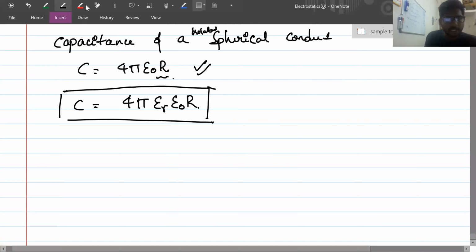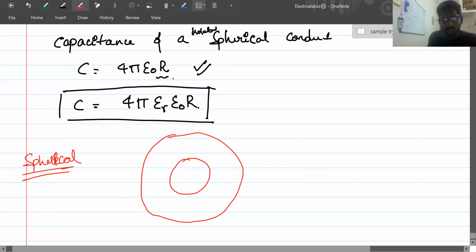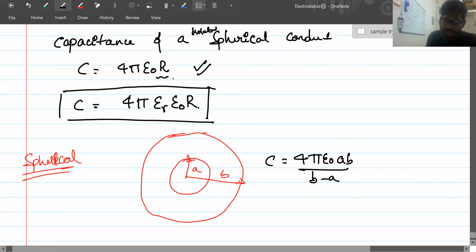Then for spherical capacitors, I told you already, two conductors are placed with opposite signs and having equal magnitude of charge. Suppose a spherical conductor of this sort, two conductors. So this is of radius A, this is of radius B. Then the capacitance is 4 pi epsilon naught AB by B minus A.